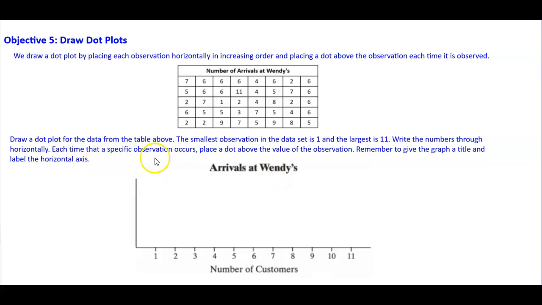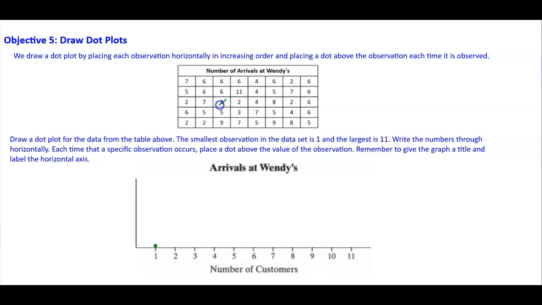Now, each time a specific observation occurs, you're going to place a dot above the value of the observation. Again, remember to give the graph a title and label the horizontal axis. So let's go ahead and put in the dots. If we look at this problem, we have only one 1 in our observations, so we're going to have 1 dot located at 1.